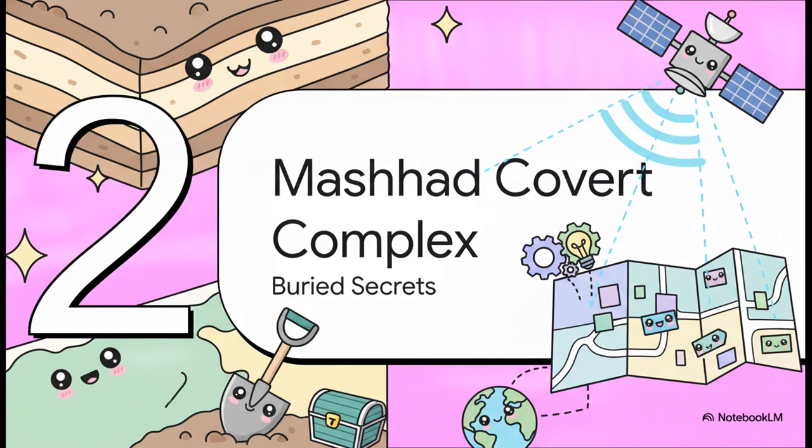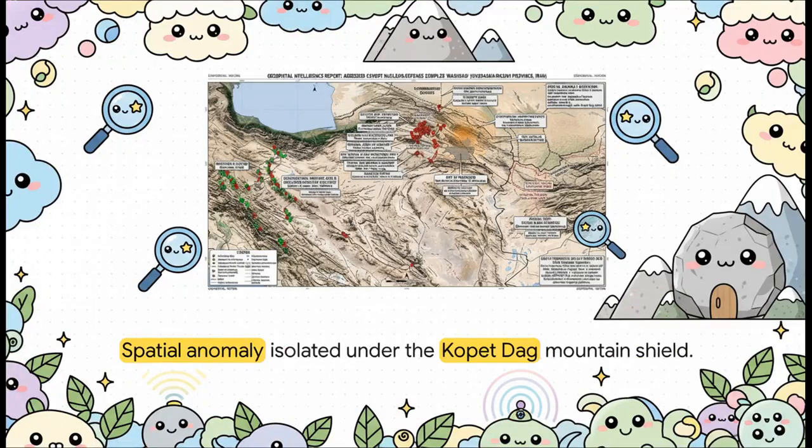Section 2. The Mosh-Chud Covert Complex. All right, let's pivot from ancient geological layers to the intensely analytical world of modern intelligence. It turns out analysts are also looking for buried signals, just very different ones. Through some highly meticulous geospatial tracking, intelligence analysts isolated an extreme spatial anomaly. We're looking at an assessed deep subsurface strategic asset located right under the Kopet Dag mountain shield in Iran.